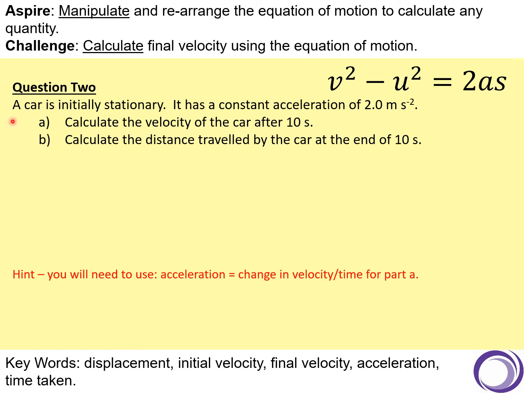So remember when we talked about a car being stationary, that means that your starting velocity is 0. So you're going to use 0 for that, and then it has a constant acceleration of 2 meters per second squared, and it's doing that for 10 seconds. So what you've got is its acceleration here, you have got the time, you now need to work out the change in velocity. So I'll let you work on that.